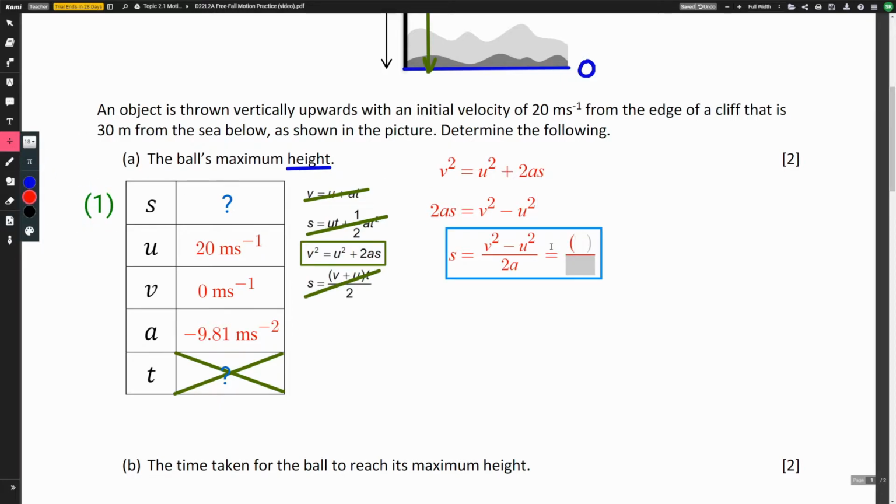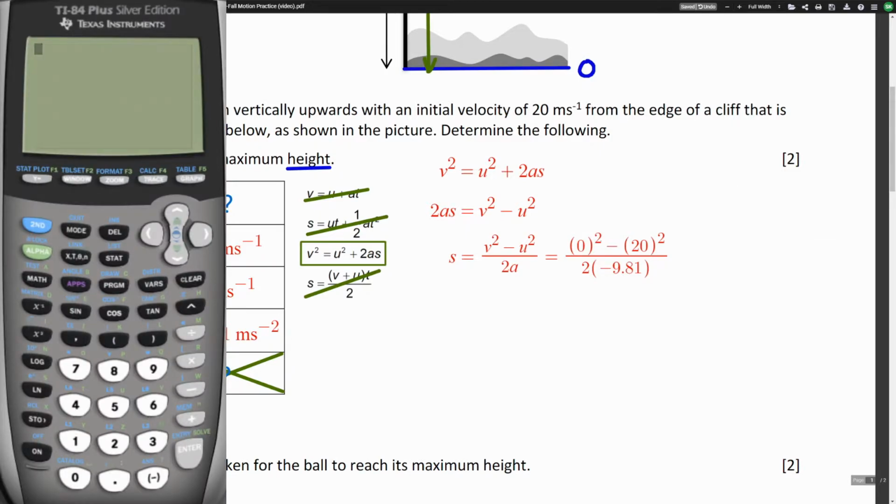The final velocity is 0. The initial velocity is 20, divided by 2 times the acceleration, which is negative 9.81. So let's grab our calculator. We'll throw our numbers in here. We're going to open up parentheses. It's going to be 0 minus 20 squared. We're going to take that whole quantity and divide it by the quantity of 2 times negative 9.81. And then that's our answer.